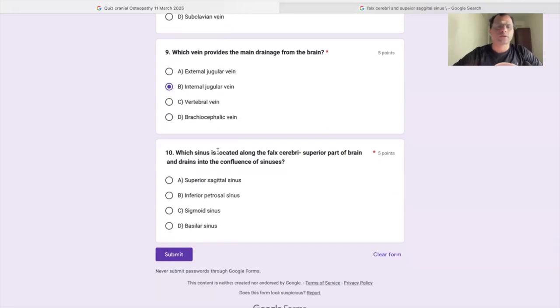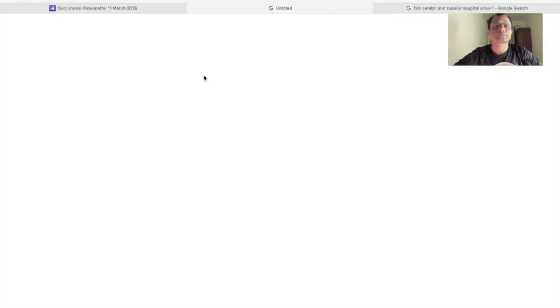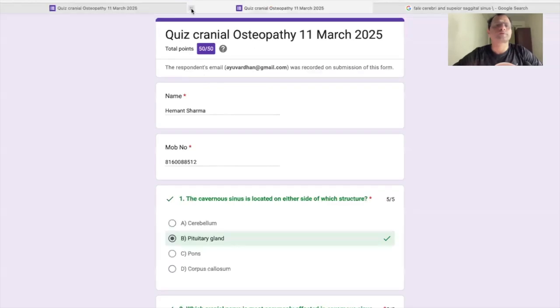Yeah, good. Question number 10. Which sinus is located along the falx cerebri, the superior part of the brain, and drains into the confluence of sinuses? Superior sagittal sinus will be the right answer. It is located on the uppermost part of the brain above the falx cerebri and brings blood. So let's submit. Okay, perfect. So these were all the right answers.